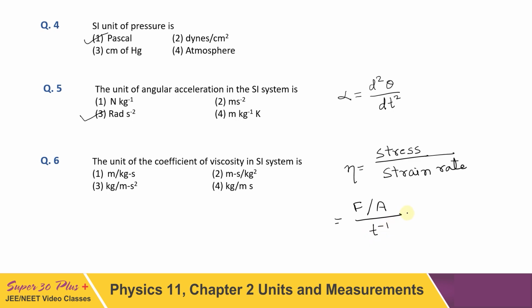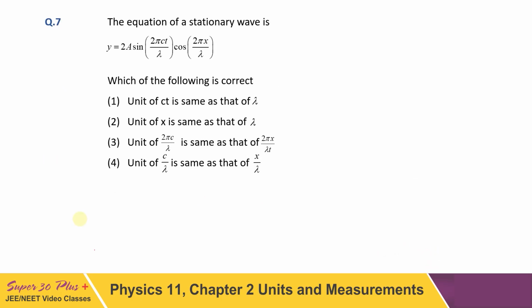If we put the units, for force we can write mass into acceleration, so it is kg meter per second square upon area, which is meter square, and then time inverse, again this is s minus 1. Collectively it can be written as kg per meter per second. So fourth option is correct. Let's proceed further to question number 7.